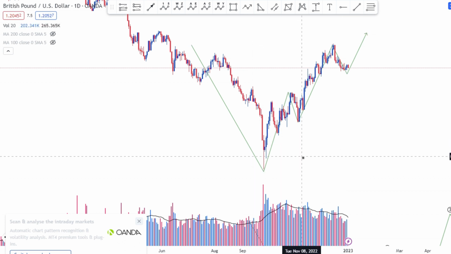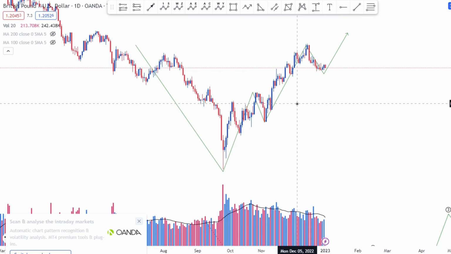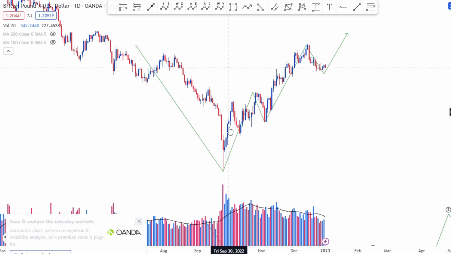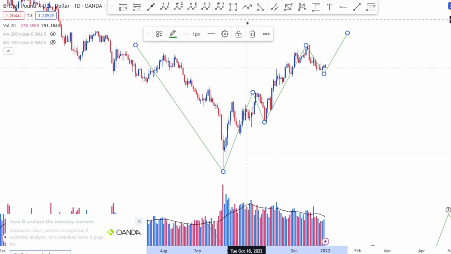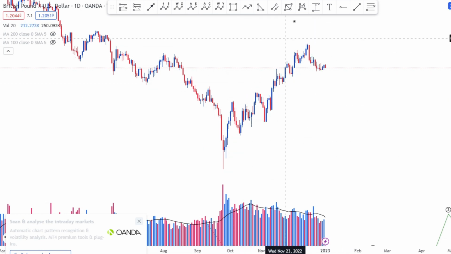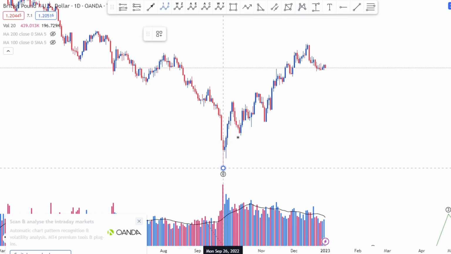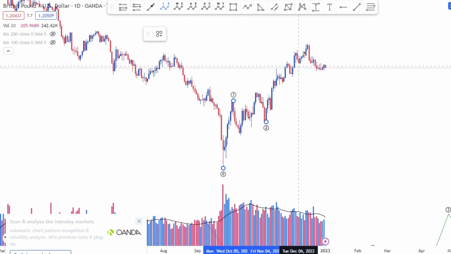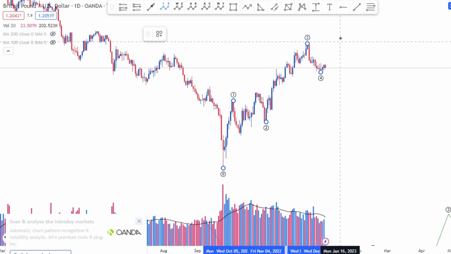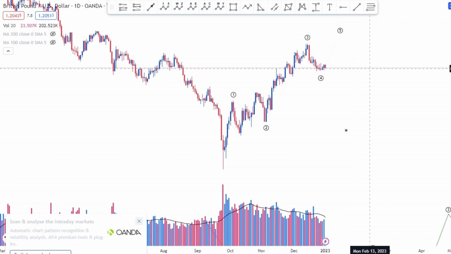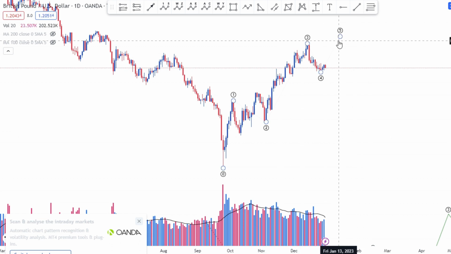So why do I consider this as Elliott wave? The right way to measure this as the Elliott wave: we have this point, we have this as wave 1. Then we have wave 2, then wave 3, then wave 4. Then we will simply buy it up to this point.